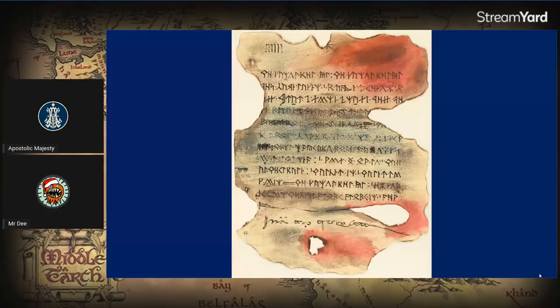a false artifact. So this is, I'm trying to remember the name of it. This is the book that they find in Moria, in Balin's tomb. I can't remember the name of the book. This is the last page of it.